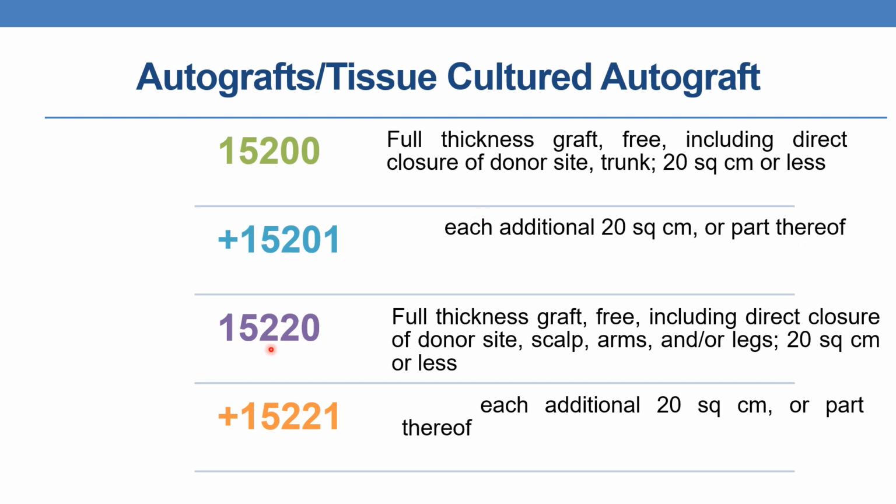The next code is 15220, full thickness autograft, free, including direct closure of donor site. Anatomical region is scalp, arms and or legs, 20 square centimeters or less. The next is an add-on code, plus 15221, for each additional 20 square centimeters or part thereof. For anatomical sites scalp, arms, legs, you need to use plus 15221.